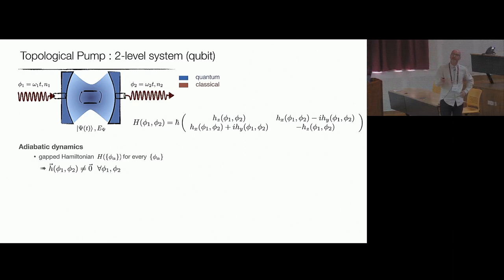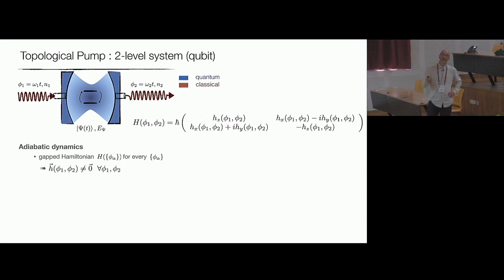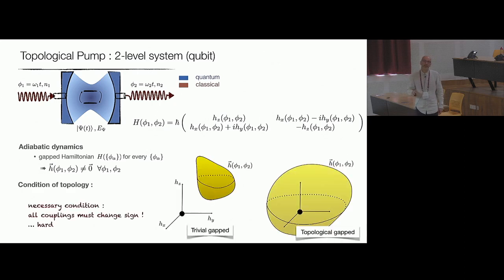And you know that any two-level system Hamiltonian is parameterized by three real numbers, the x, y, z Pauli matrices, the parameterization of your Hamiltonian. So that means I can view this Hamiltonian as being parameterized by a three-vector. What do I need? I need the system, whatever the value of my phasors on both sides, to be gapped. So this vector shouldn't vanish for every value of the phasors. And I need it to be topological.